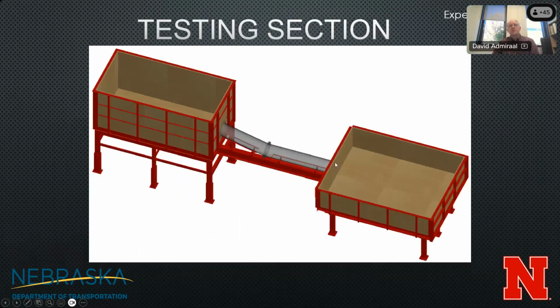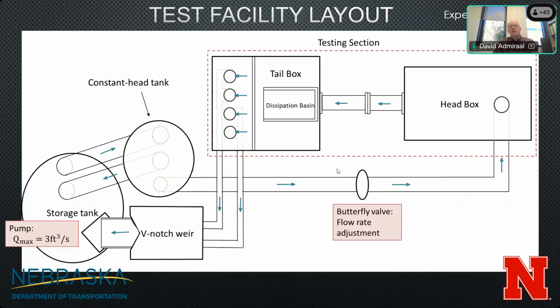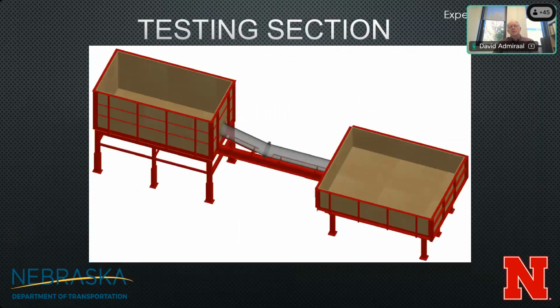So here's a side view of just the testing section. Let me go back a second. This highlighted area right here, this dashed area, is the testing section, and that's what we're going to look at. So here's our tail box. Here is our head box. And my grad student drew this in AutoCAD. I thought she did a great job because it's really very representative of what we produced in the lab. I kind of wish I'd had her do the dissipation basin in here, but I didn't have that in there.